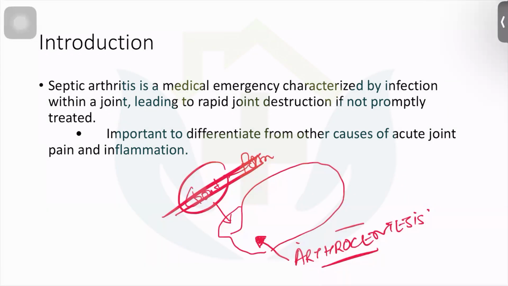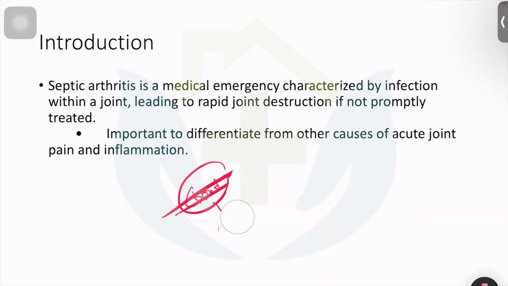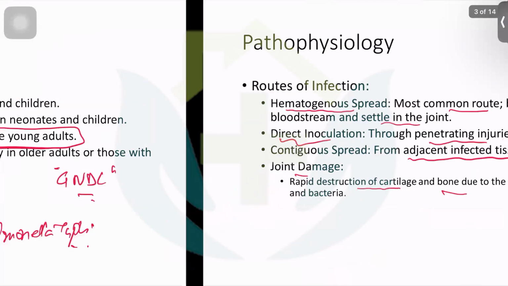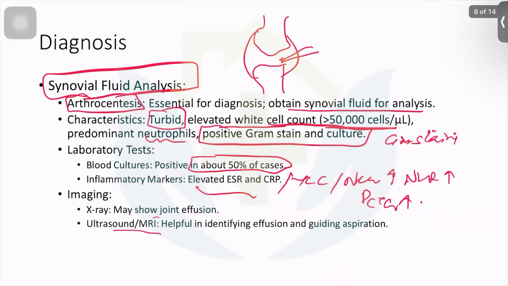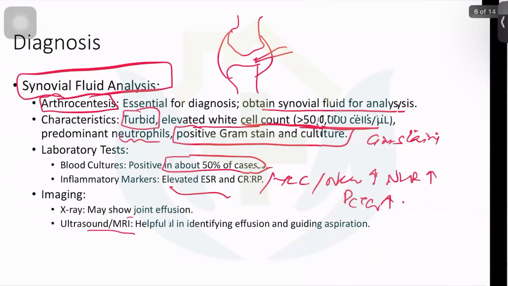Have we already done septic arthritis? No? Or yes? I think we have done so. Most common is staph aureus. I think we have done so. No, so we haven't covered. Say again? We haven't covered septic arthritis. No, we haven't.